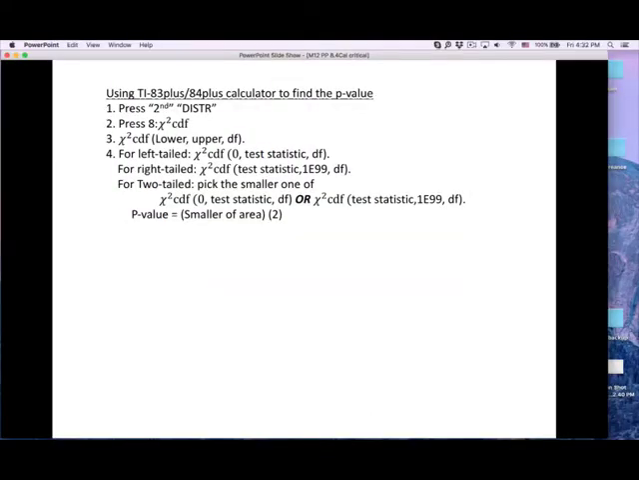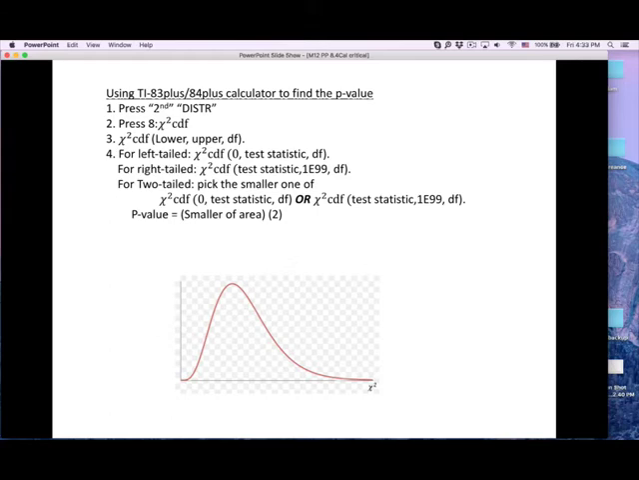This is how you use your calculator to find the p-value. Remember, this is working with the chi-square distribution. To remind you, the chi-square distribution is always skewed to the right, and it is always positive. It starts from 0, and then the numbers increase.